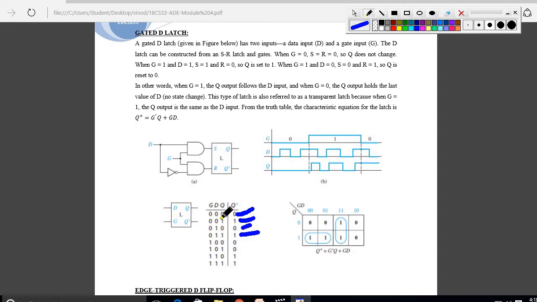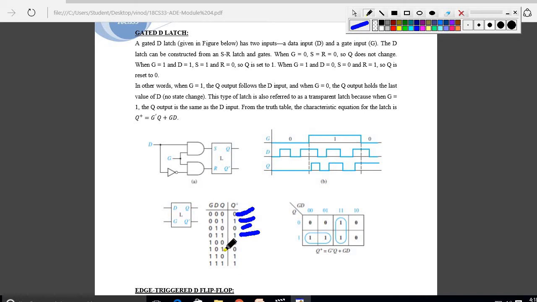So what it means is, when your G is 0, D might be anything, but Q plus is always your previous value; it stores the previous value. So when the G value changes, the Q plus also changes, right? When G is 1 and D is 0, irrespective of your previous value, Q plus should be 0. See here, G is 1 and D is 0, right?